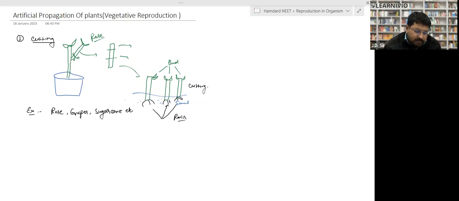A cutting may be a piece of a stem, root, or even a leaf. So this was the cutting, and I have told you the example as well, right?